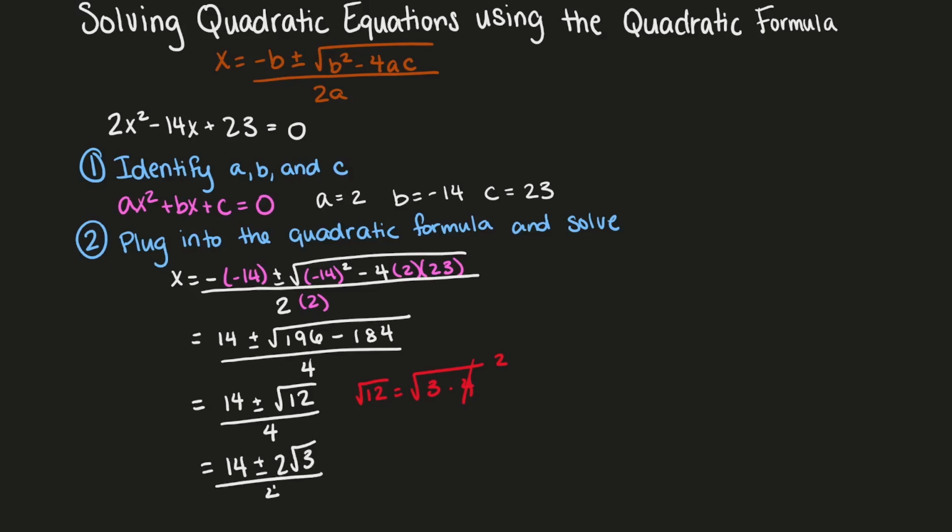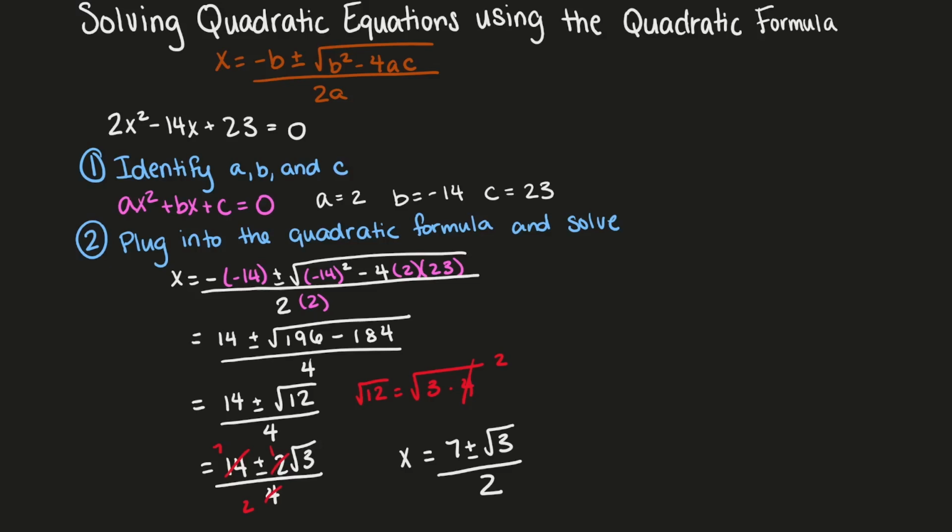In this case, we can simplify, so we can factor out a 2 in our numerator and factor out a 2 in our denominator. So if we take 2 out of everything, we're left with x is equal to 7 plus or minus the square root of 3 over 2. And that would be our answer.